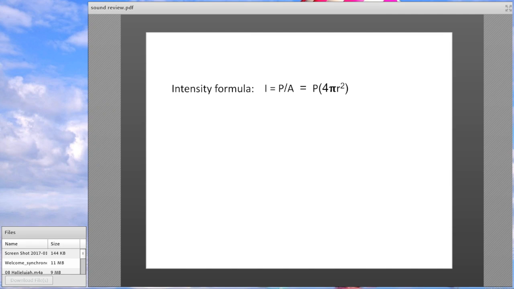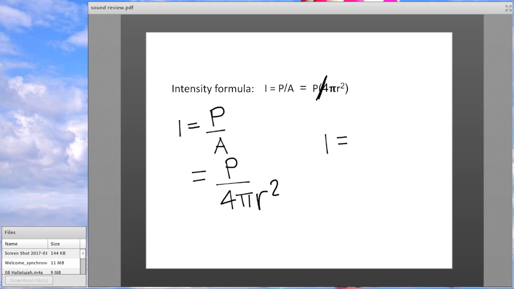Now our intensity formula is I equals P divided by A, and then I forgot to put a divide here, so you still need a divide here. So you've got I equals P divided by A, or P divided by 4 pi r squared. Okay, and your units for intensity are watts, which is the units for power, per meter squared, which are the units for area.